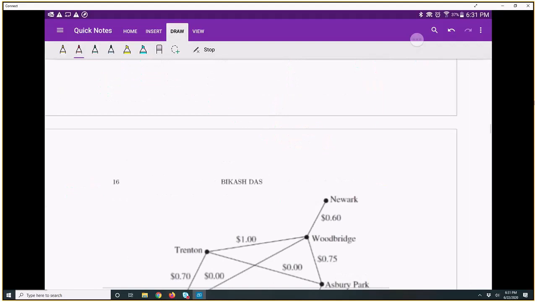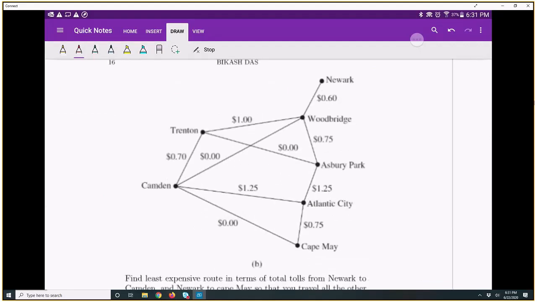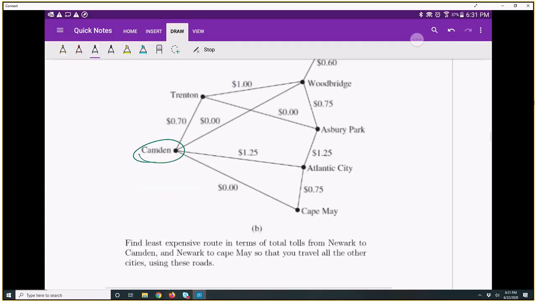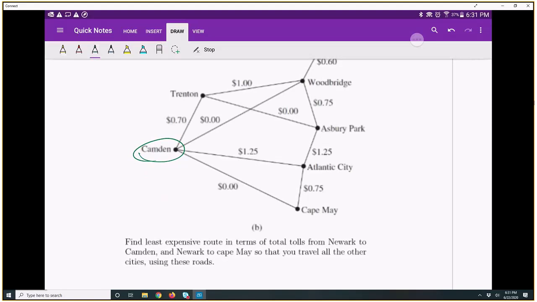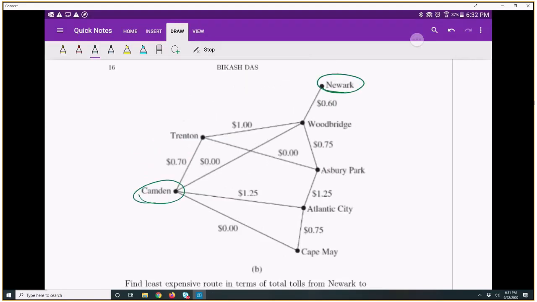Now we have the same roadmap but in terms of the toll roads and what it would cost to travel from city to city, and we're going to plot the same travel. We're going to look at going from Newark to Camden and visiting all of the cities, as well as from Newark to Cape May. So first, we travel from Newark to Woodbridge, 60 cents.